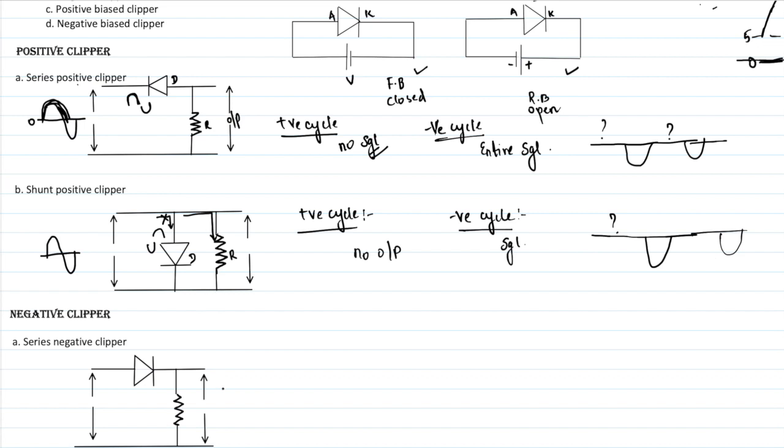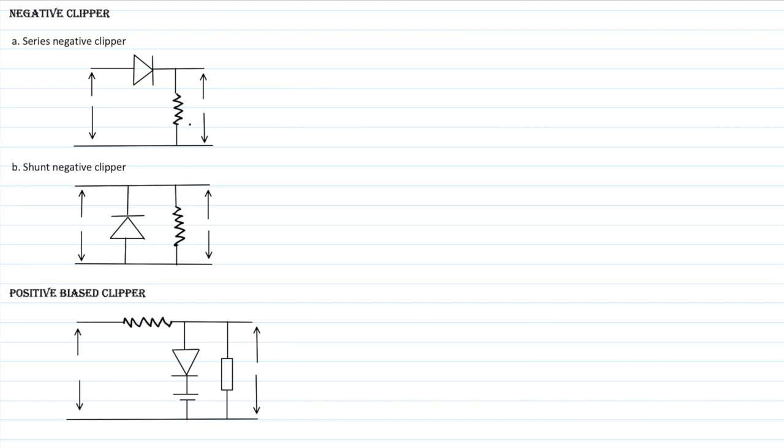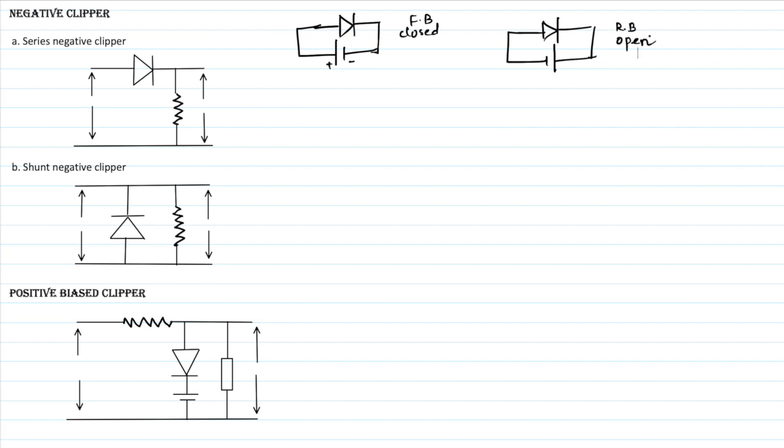Okay, next let's look on to the negative clipper. So same condition you have to remember. This diode is connected to positive and cathode is connected to negative. That is, diode is closed, forward bias. Now anode is connected to negative and cathode is connected to positive. Diode is reverse bias and it is open. These two conditions we have to remember.